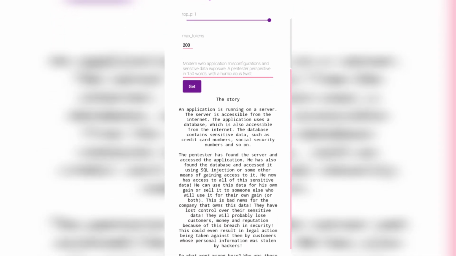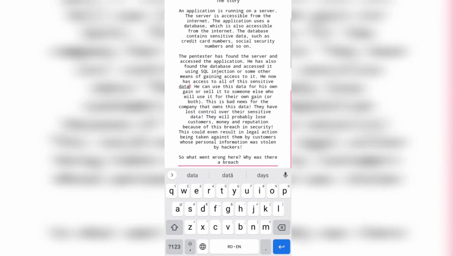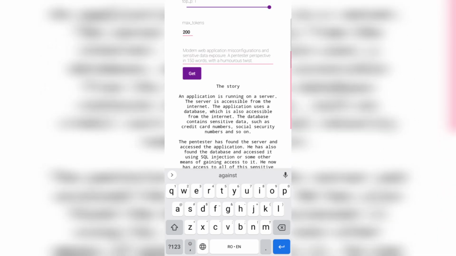The story: an application is running on a server. The server is accessible from the internet. He now has access to all of the sensitive data. He can use this data for his own goal or sell it to someone else. This is bad news for the company that owns this data. They will probably lose customers, money, and reputation, with legal action being taken against them by the customer. So what went wrong here? Why was there a breach?